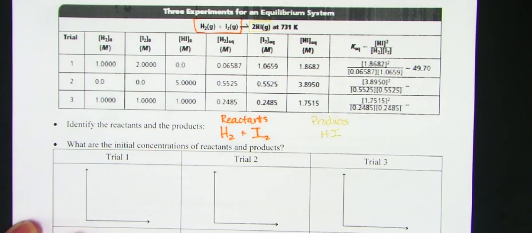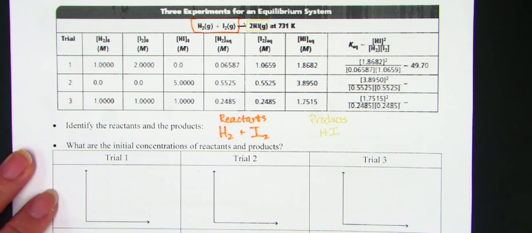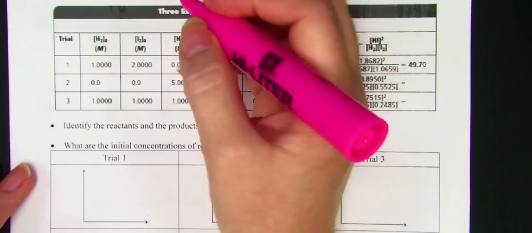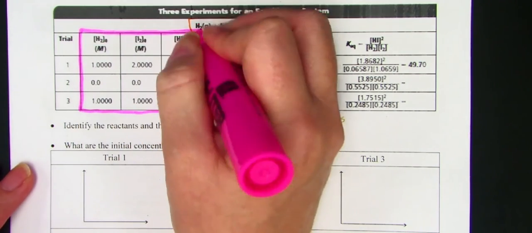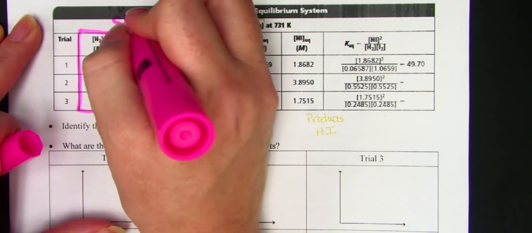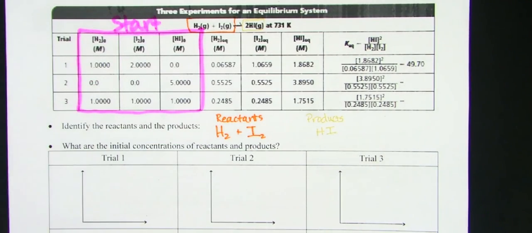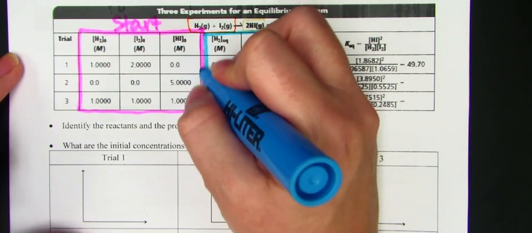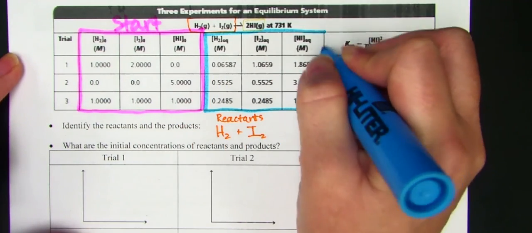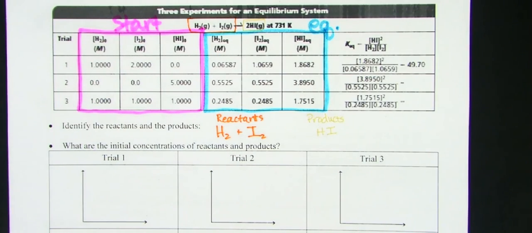And if you notice, I have 3 different trials. The first thing it says is, what are the initial concentrations of reactants and products? So right here in this table, these are initial concentrations. This is what I have at the start of the reaction. And then these right here are my concentrations once I've reached equilibrium. Remember, at equilibrium, these reactions are still going on, but it looks like they've stopped.